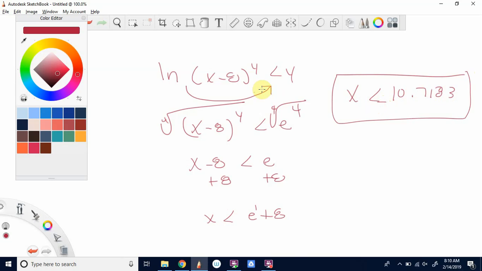Because we have a less than sign. Because this is raised to the 4th power. It's an even root, even power. So even if it's negative, it would become positive. So I'll never have a negative argument here. So it doesn't matter what x is.